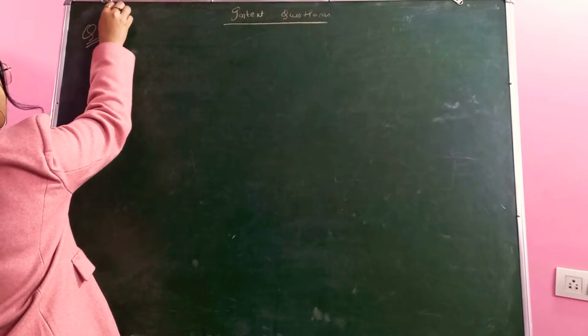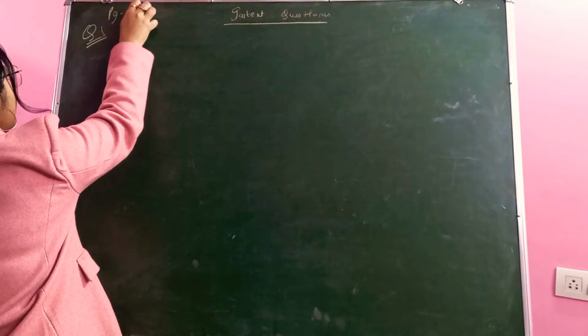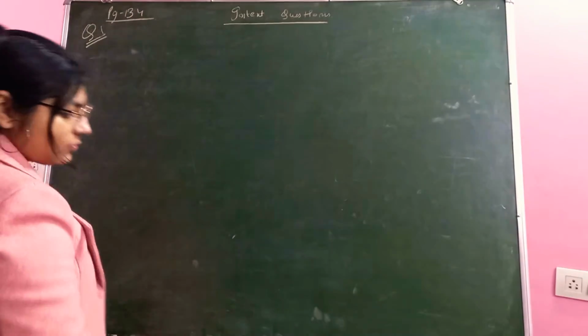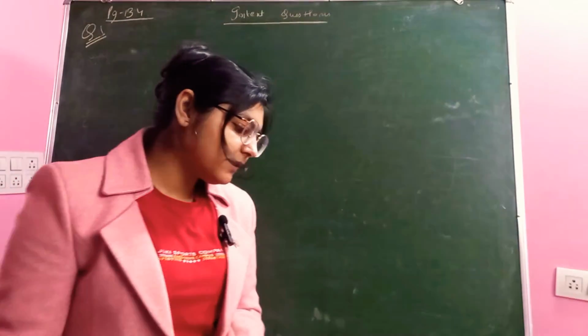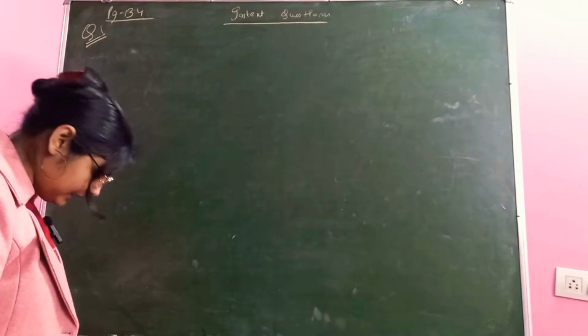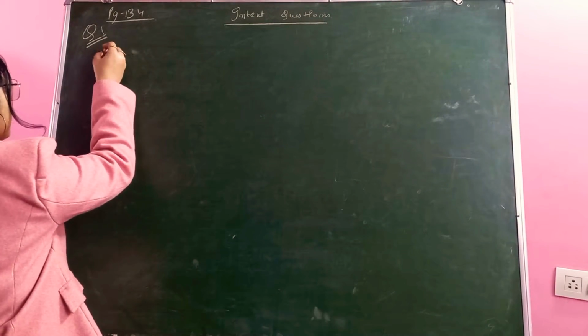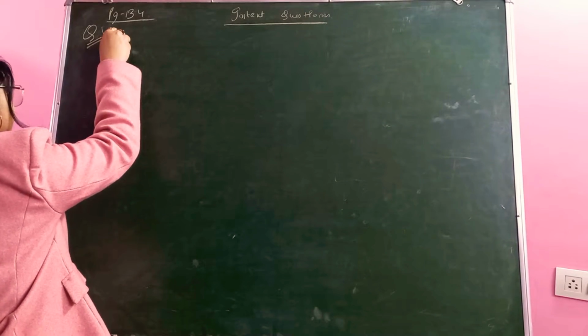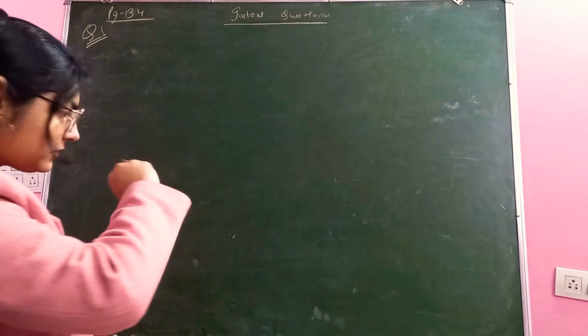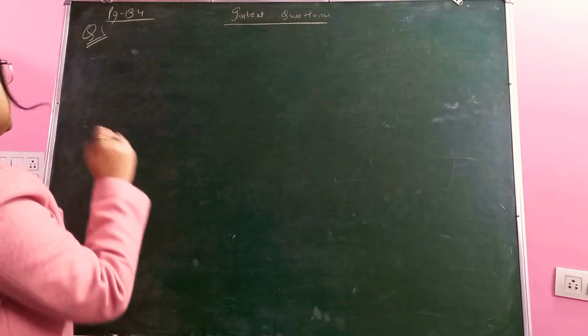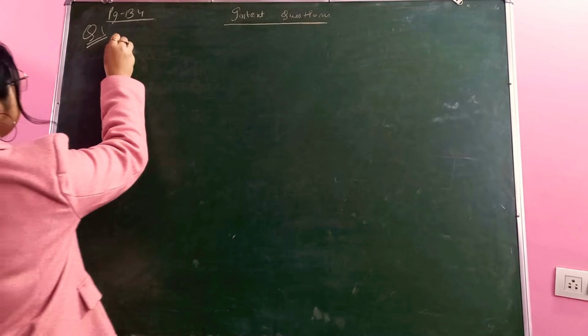Page number 134. And what does this question say? This question says, state universal law of gravitation. We have to write the statement of universal law of gravitation. I have already discussed it in the earlier video also, but I'll write it here also.